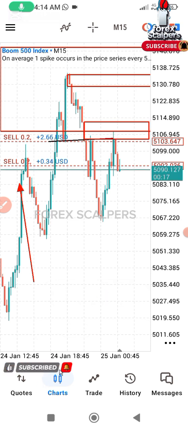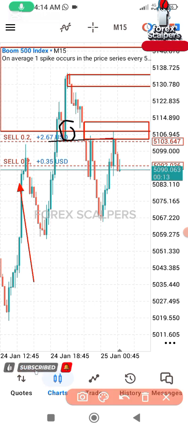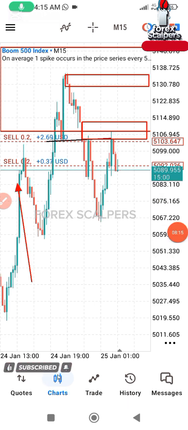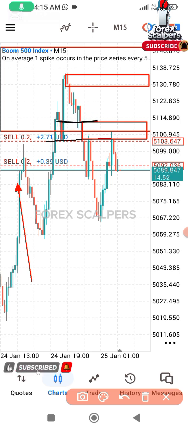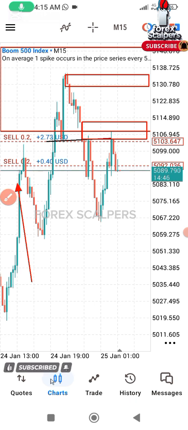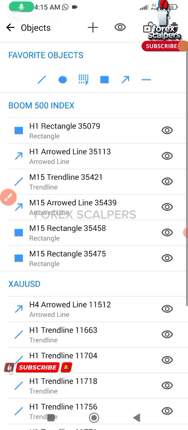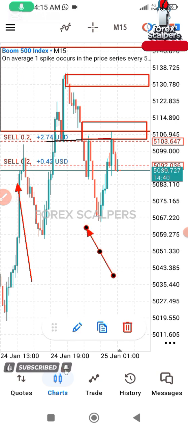Now that fair value gap coincides with this breakers block. So that is a double confluence for that zone. And so this is our breakers block. So what do we do? You now wait patiently, on this 15-minute time frame, for price to do what? For price to retest into that zone.